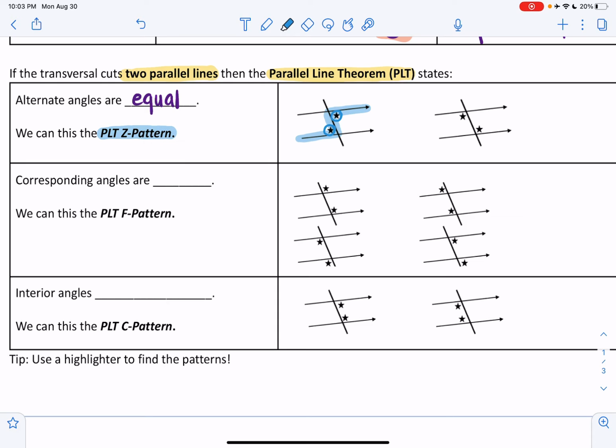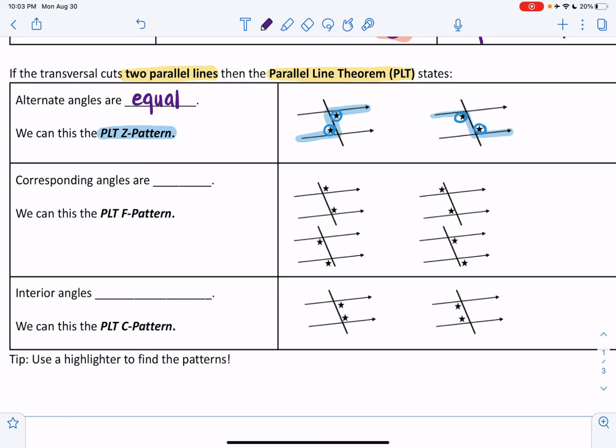Similarly, I can have other Z's. They can be upside down and backwards. So we can see another Z right here. And because of that Z, those are alternate angles. So these have to be the same. They have to have the same value. So that's our first rule.